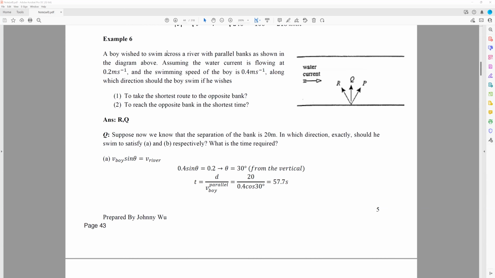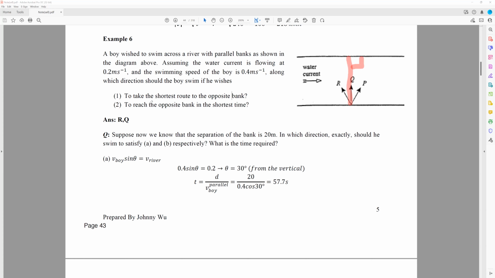A boy wished to swim across a river with parallel banks. Do you know what is meant by banks? As shown in the diagram above, the water current is flowing at 0.2 meters per second. The swimming speed of the boy is 0.4 meters per second. In which direction should the boy swim as he wishes to take the shortest route? Do you know where the shortest route is? Straight, perpendicular. So this is the shortest route.